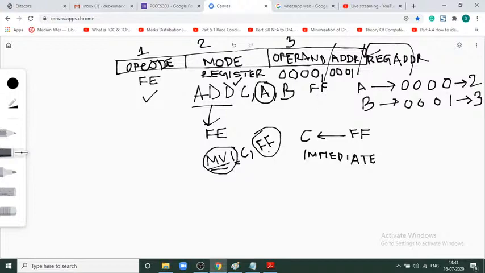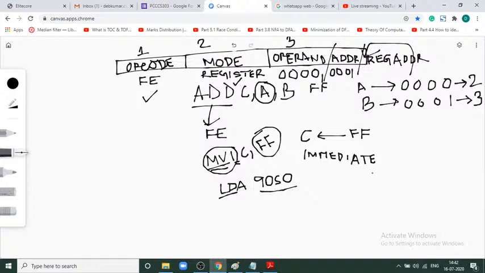Let me take another example, say LDA 9050. 9050 is basically an address where my data is stored. LD stands for load. So we are loading the data from 9050 address.